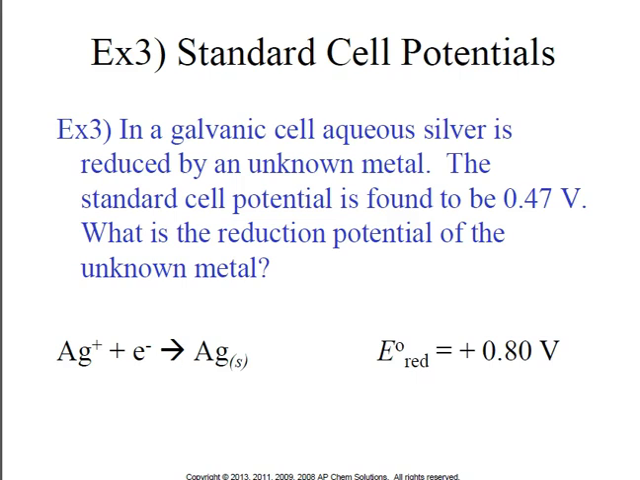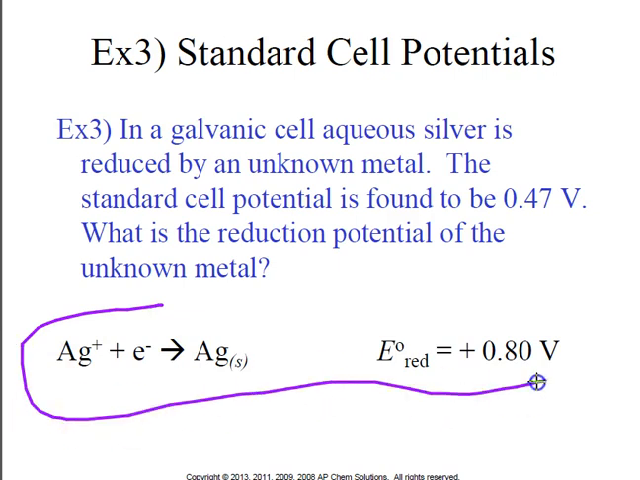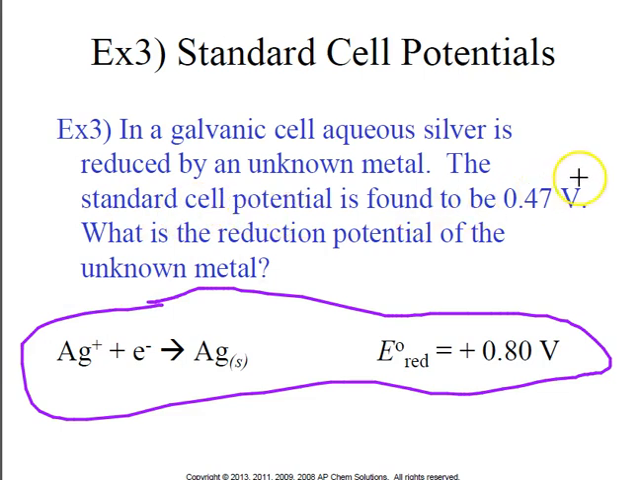Alright, next question. We have a galvanic cell, and we have silver, and silver is being reduced. Okay, so we know that this is going on in the cell. They found that the cell potential was 0.47. This is for the whole thing. What is the reduction potential of the unknown metal?